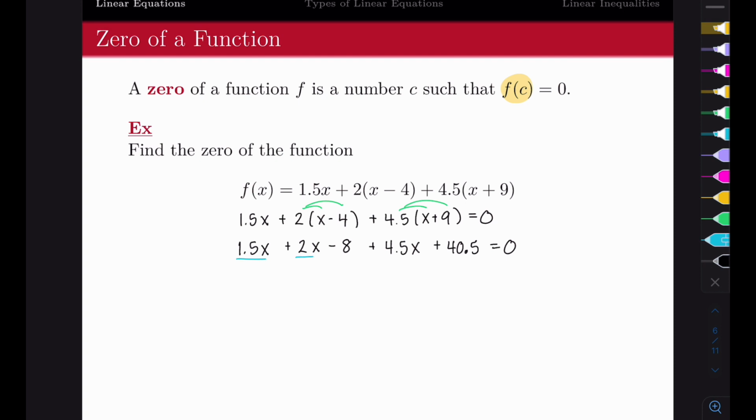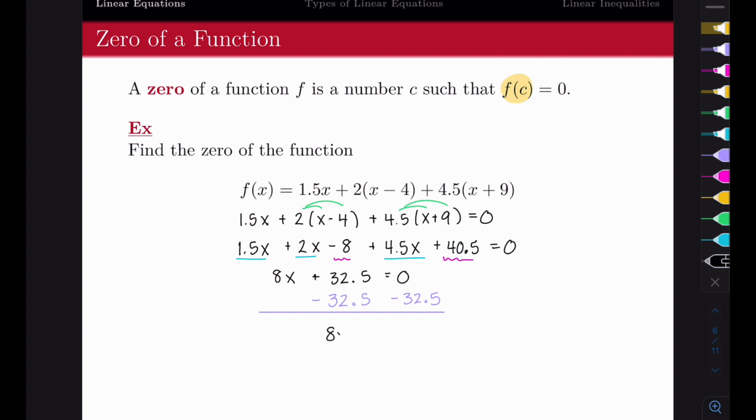So I've got lots of terms that I can group together. 1.5x plus 2x plus 4.5x. If we add them all together, it gives us 8x. And then we have minus 8 plus 40.5. Adding those together gives us 32.5. And that still equals 0. Okay. So we still need to get the x terms on its own, so I've got to move this 32.5 to the other side.